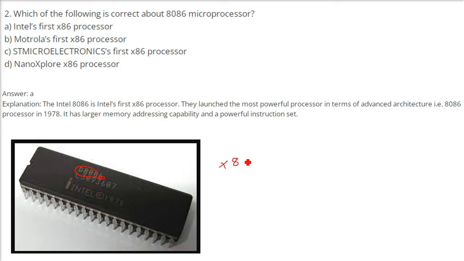This one is Intel's first x86 processor. Intel launched the most powerful processor in terms of advanced architecture, this 8086 processor, in 1978. So it has a larger memory addressing capability and also a powerful instruction set. So the answer here is Intel's first x86 processor.